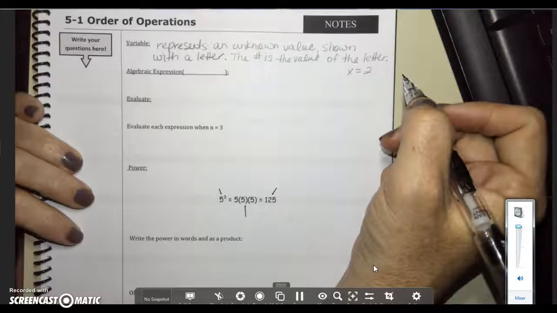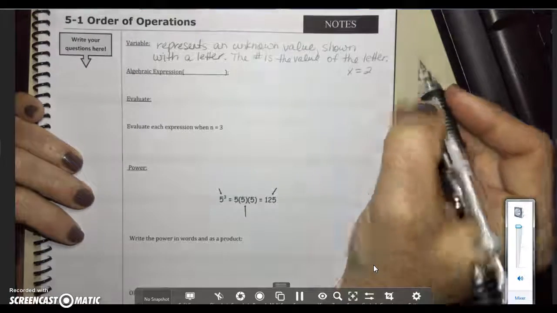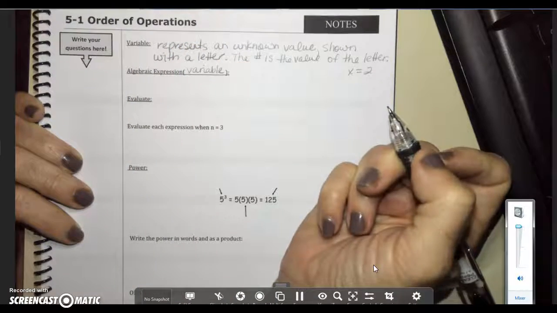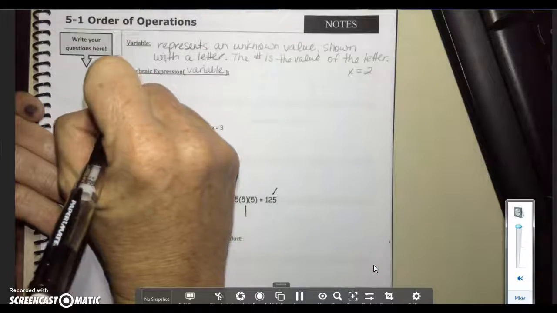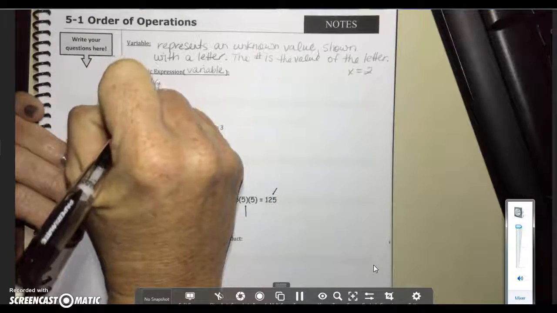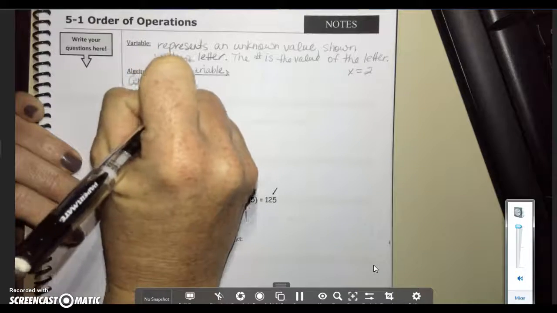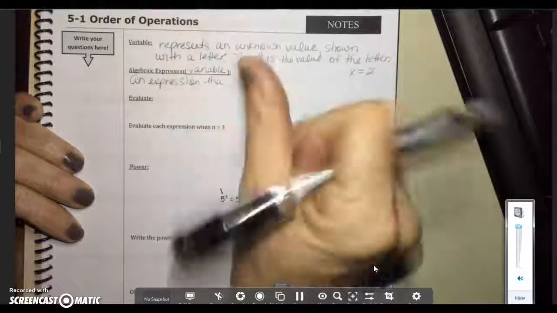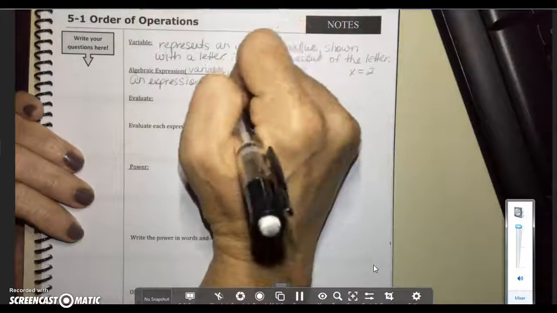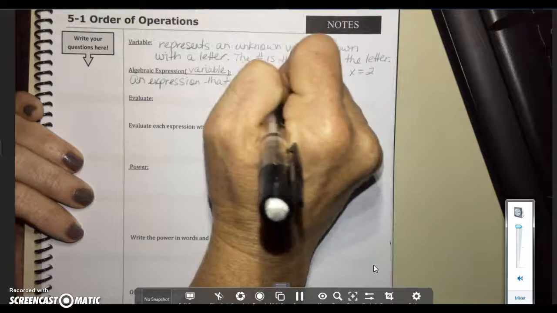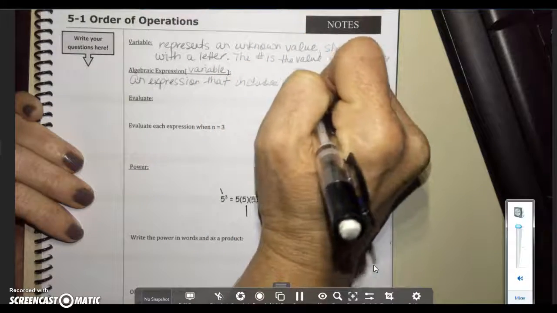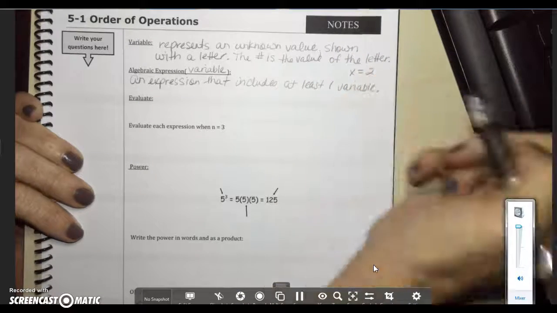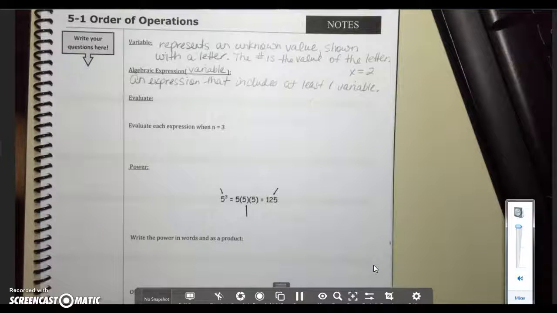Okay, an algebraic expression. Sometimes that's called a variable expression. So that's an expression that includes at least one variable. So at least one letter is going on. Maybe 2, maybe 5, but at least one.